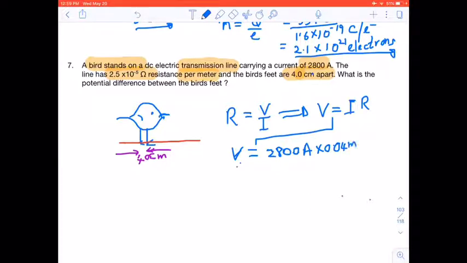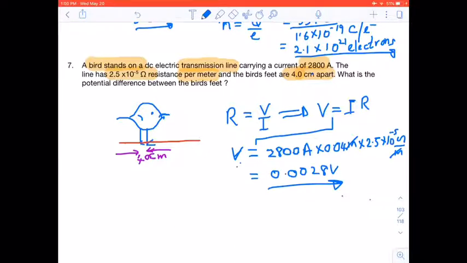And our resistance is going to be 40 centimeters, so which is times 0.04 meters, right? Times 2.5 times 10 to the minus 5 ohms per meter. So, okay, that's going to cancel out, and then what is our voltage? 0.0028 volts between the bird's feet.